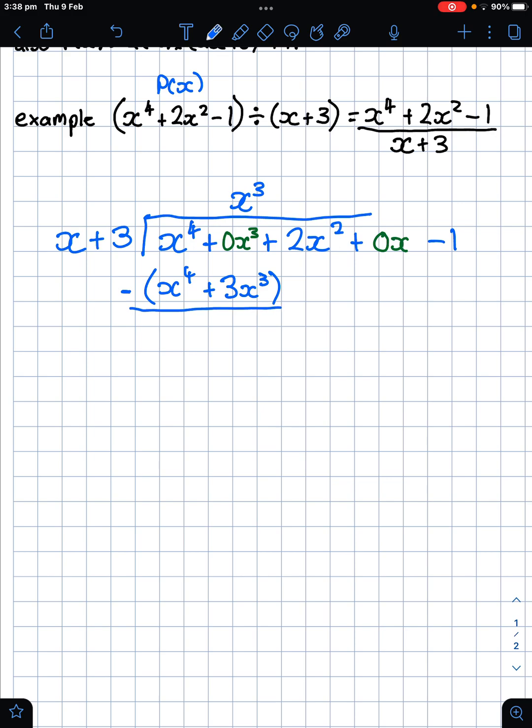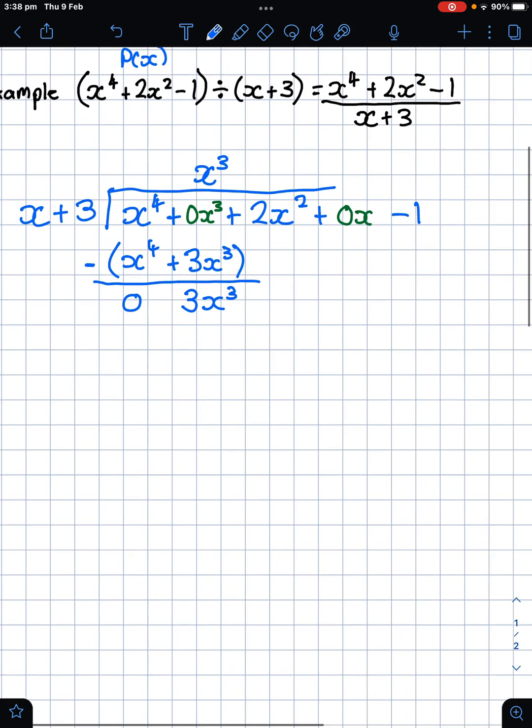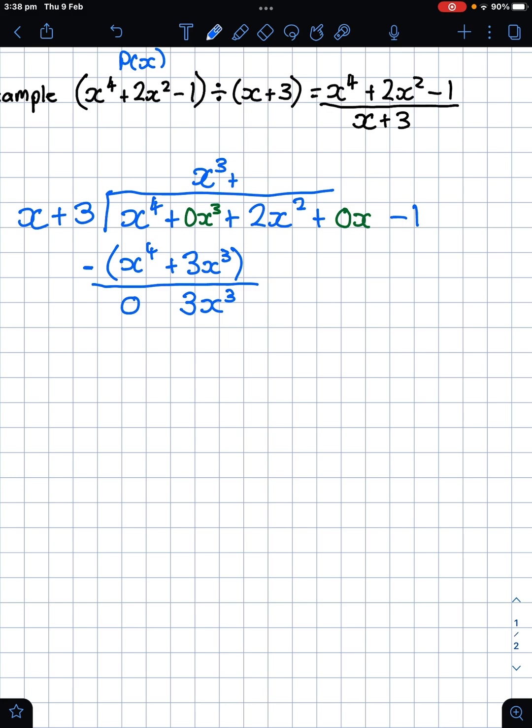We're going to take these off each other. So x to the power of 4 minus x to the power of 4 is 0, and 0x cubed plus 3x cubed gives me 3x cubed. All right, so now we've done our first term, and we're going to repeat this again.